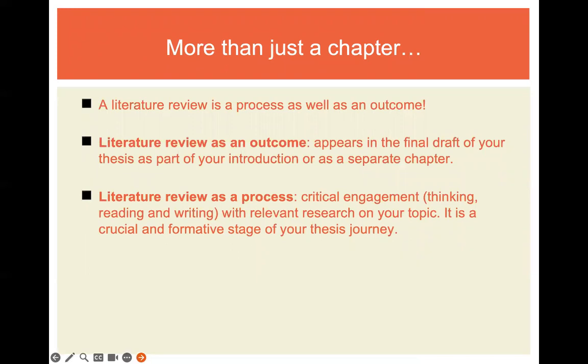So the literature review, more than just a chapter in the old format of writing a thesis, is also a process as well as an outcome, which means that the literature review, just as we have said in previous recordings, precedes any protocol in doing research. But also, at the same time, the literature review is an outcome. It can sometimes appear in the draft of a thesis proposal as part of the introduction, which means that it falls in that area of the theoretical or conceptual framework, and or as a separate chapter of the study.